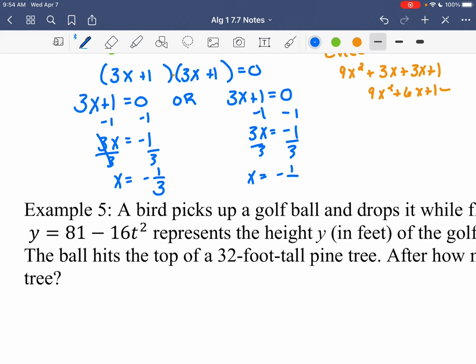X equals negative 1/3. So it looks like I've got a repeated root of negative 1/3. You really only have to list them once. So it looks like my solution is negative 1/3.